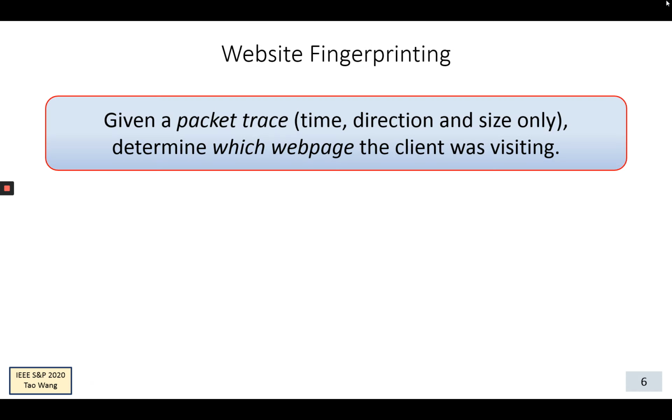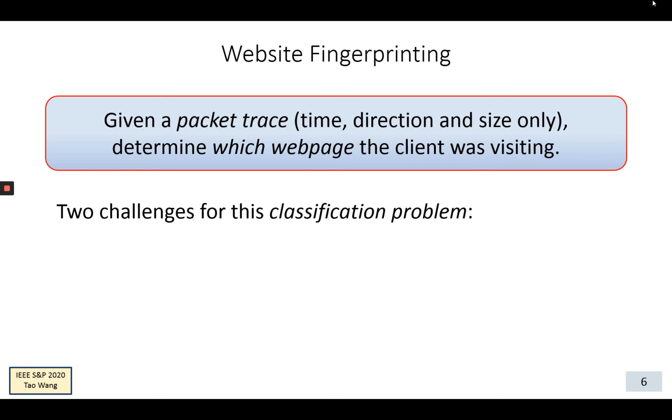So another way to rephrase the website fingerprinting problem is, given a packet trace, which only includes the time, direction, and sizes, determine which web page the client has been visiting. Since this is a classification problem, we're going to use classification methods to solve it. But it does have two unique challenges.